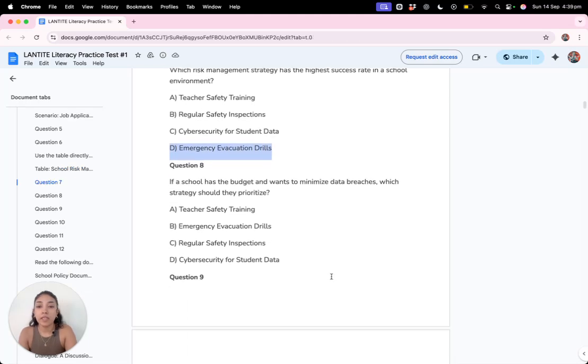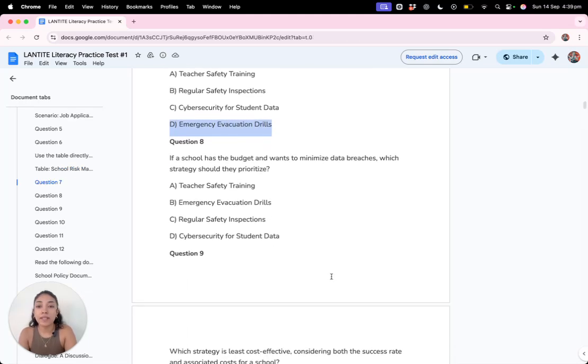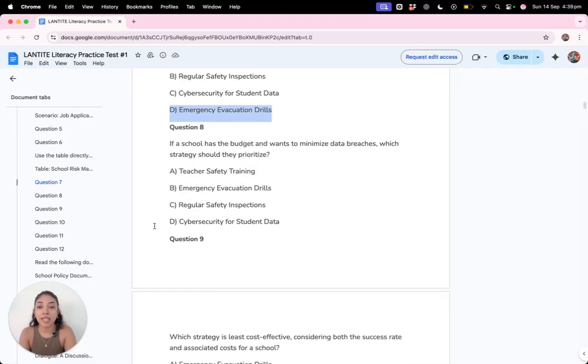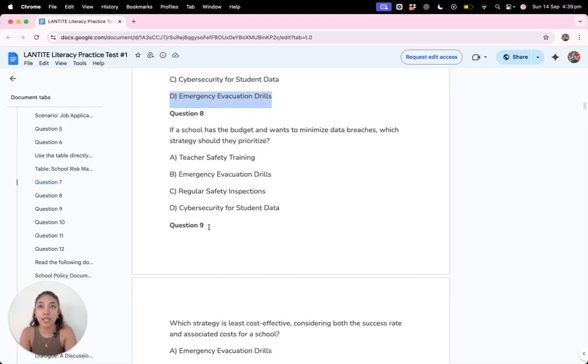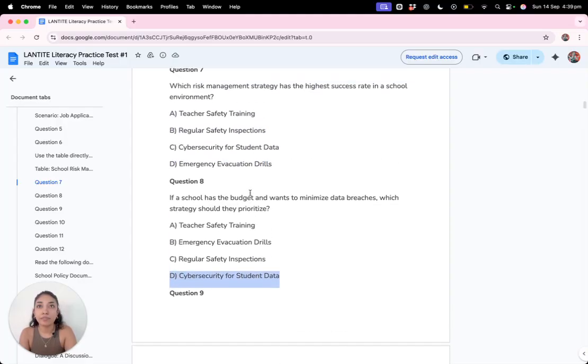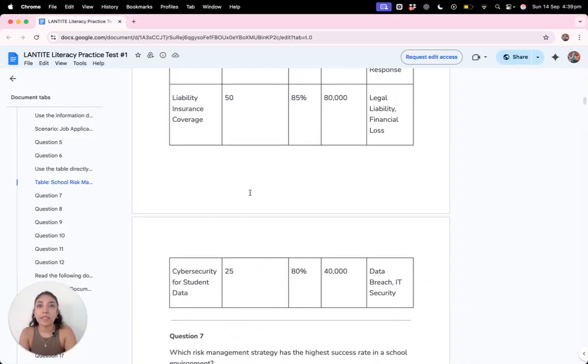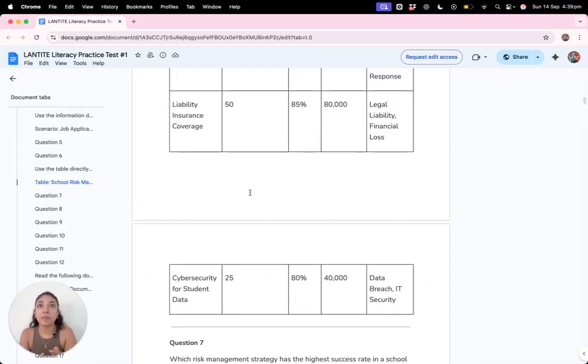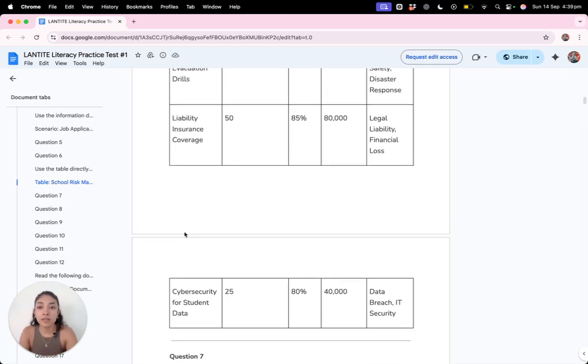Okay, now question 8. If a school has the budget and wants to minimize data breaches, which strategy would they prioritize? A, teacher safety training, B, emergency evacuation drills, C, regular safety inspections, and D, cybersecurity for student data. Again, I'm going to go with D, because if a school has the budget and wants to minimize data breaches, they will want to invest in cybersecurity for student data. So it just makes the most sense.